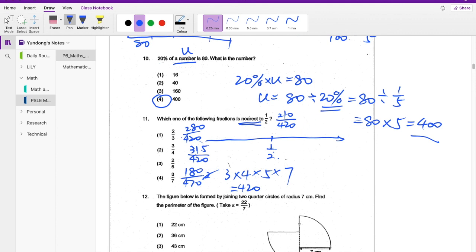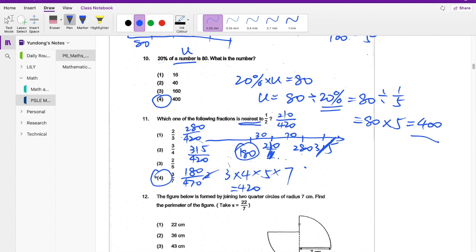For this one, we don't have to care about the denominator, so we just compare the numerators. This is 210, and this one is 280. This one is 315, and this one is 180. So definitely this is not our answer. For these two, which is closer? 210 minus 180 is 30, and 280 minus 210 is 70. So this one is closer. So the answer is 4.